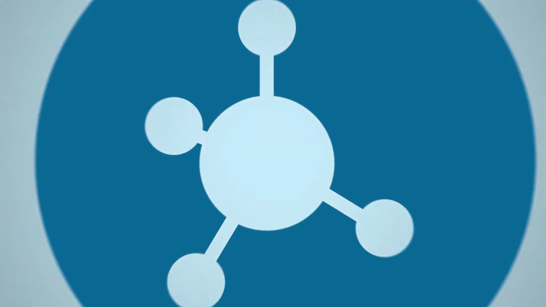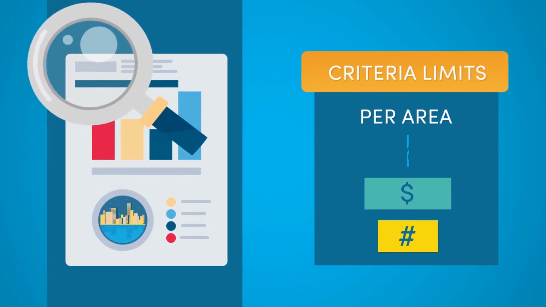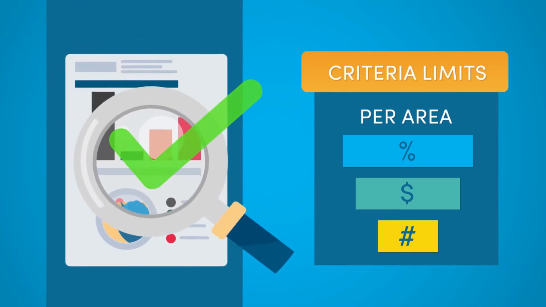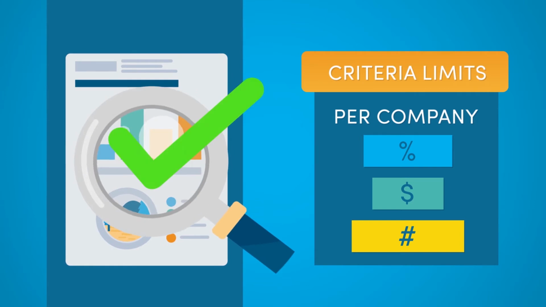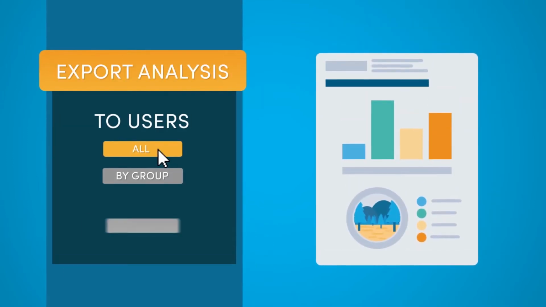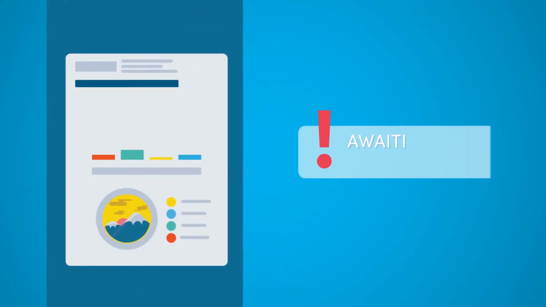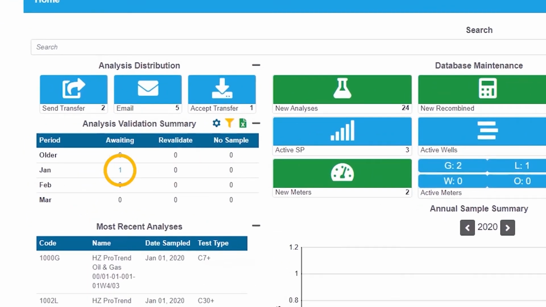After an analysis or calibration is loaded into ProTrend, it is validated against criteria limits that are established and maintained by your company. These limits can be customized on a per-area basis or per company. Any analysis that meets ProTrend criteria is immediately available for export for any user with no requirements for validation. Any analysis that does not meet ProTrend criteria is flagged for validation by a qualified user. Validators are notified of analysis awaiting validation when they log on to ProTrend using the widgets on the dashboard.